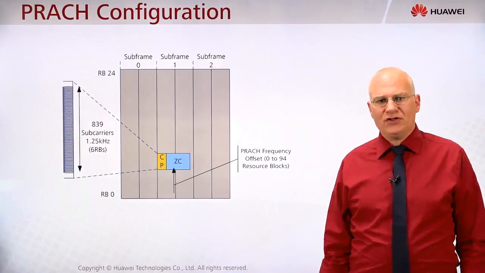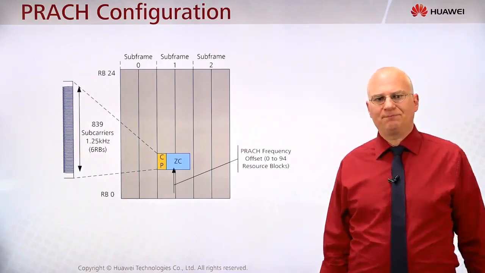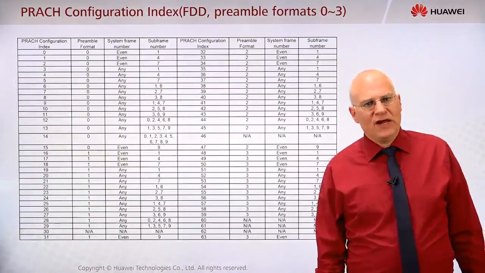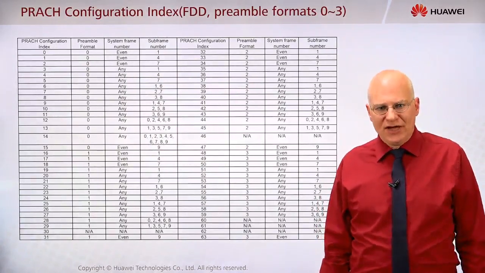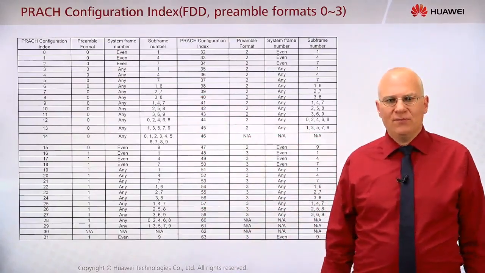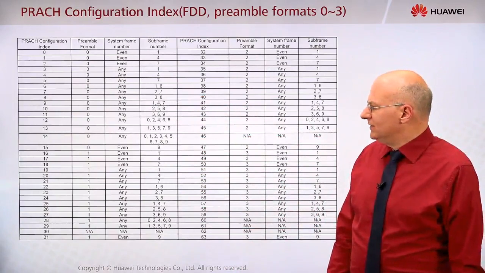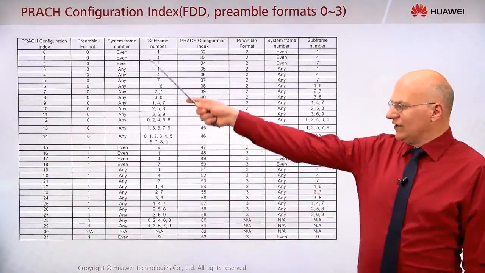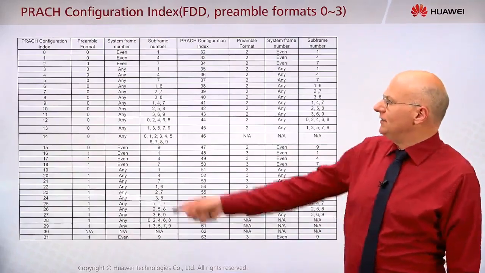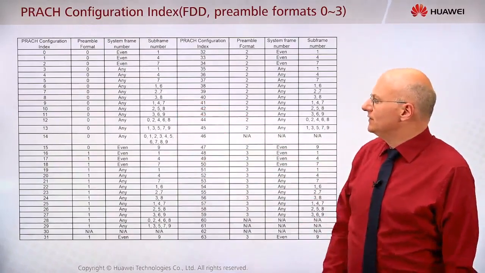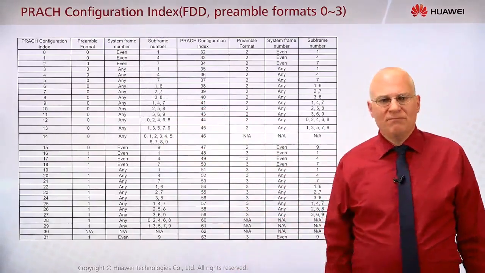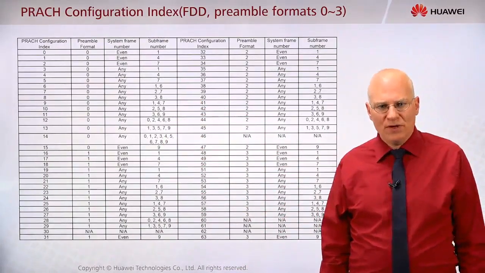So this is the configuration in the frequency domain. In the time domain, we use the physical random access configuration index, which is shown here. The index runs from 0 to 63. Only part of it is shown on this slide, starting with configuration 0. You see every configuration maps to one special format.